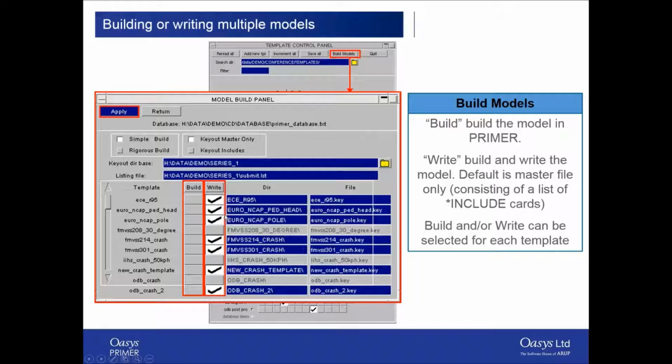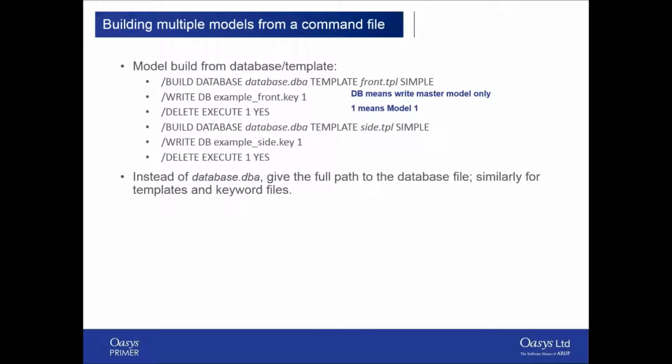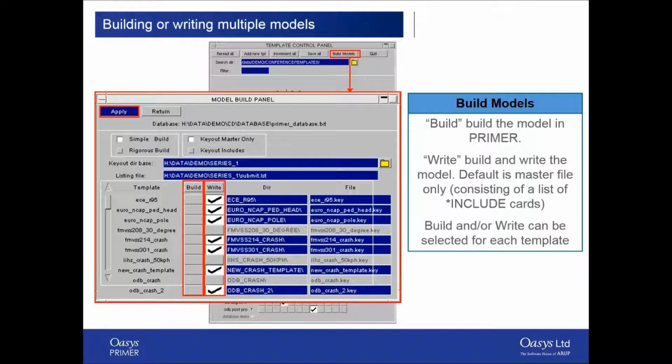So what's the difference between those? Well, build will build the model in Primer. For each one that you tick in this list, it will build a model in Primer. So if you tick 5 of them, you'll end up with 5 models in Primer. Write will write the model out to disk. So it will write a master file out which references the include files that have been ticked for that particular load case. And I'll show you this as an example in a bit as well. And at that point, you'll have your models. So you'll either have them on disk that you can then submit into LS-DYNA, or you can look at the models in Primer and check them.